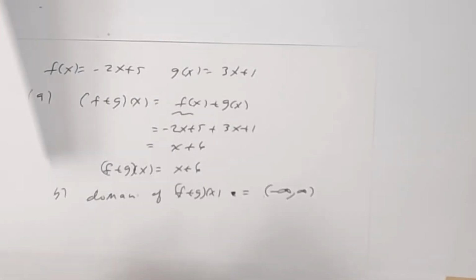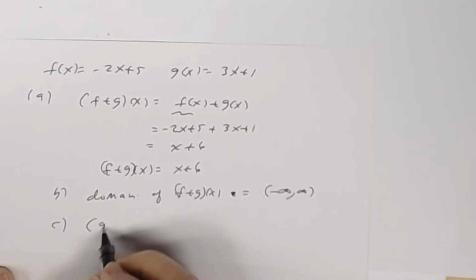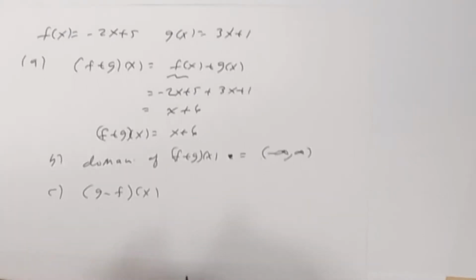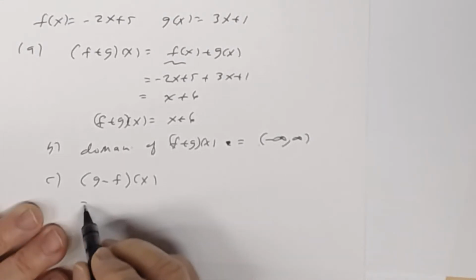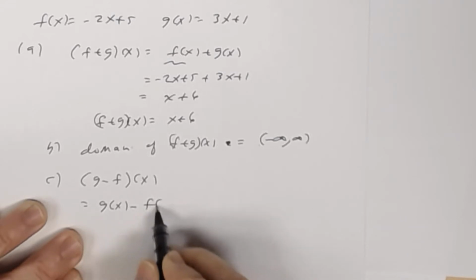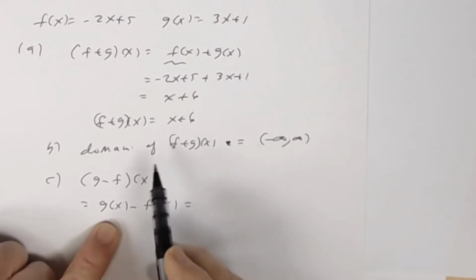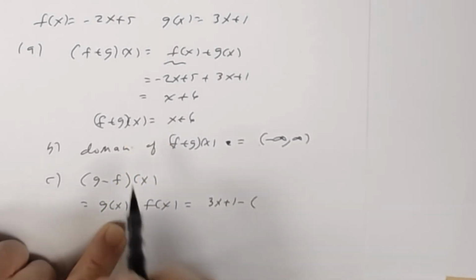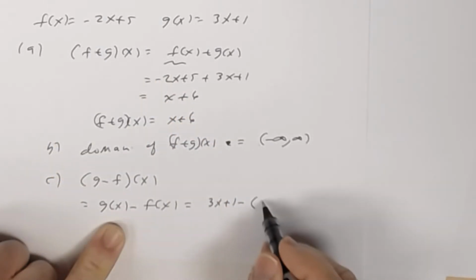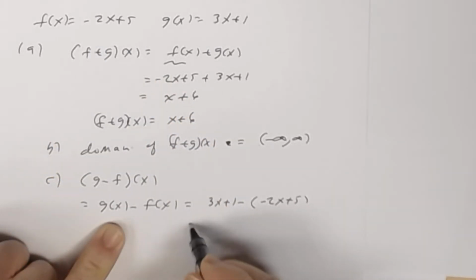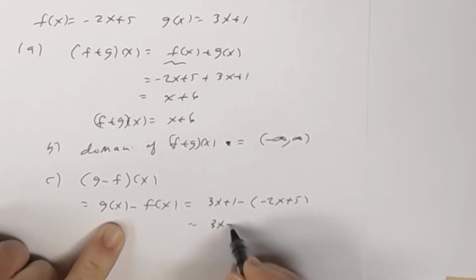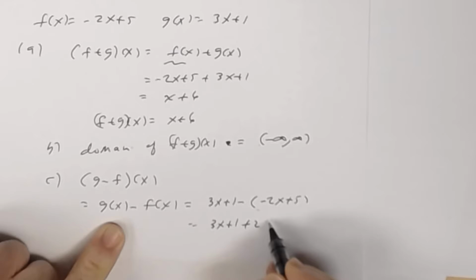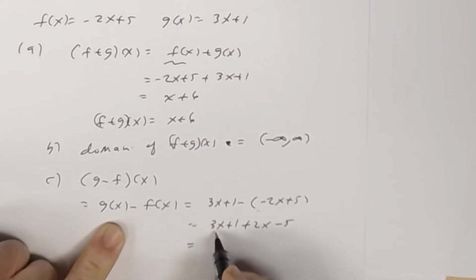Then you're going to subtract the two functions. So in C, now you're subtracting g minus f at x. Remember, with subtraction, you're going to need parentheses at some point. So I get g of x minus f of x. And g of x is 3x plus 1. But you are subtracting f of x, so you're subtracting all these terms. You've got to put that in parentheses, negative 2x plus 5. Getting rid of the parentheses, I have 3x plus 1. The opposite of a negative 2x is a positive 2x. The opposite of a positive 5 is a negative 5. Combining like terms, 3x and 2x is 5x. 1 and negative 5 is negative 4.